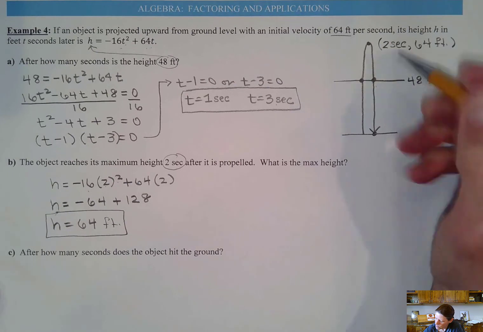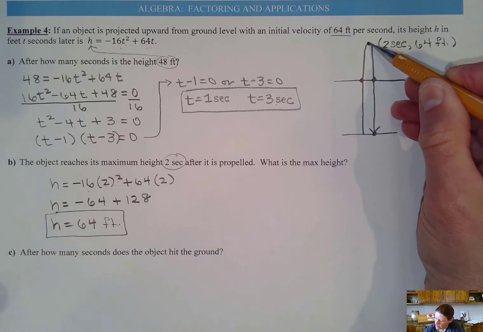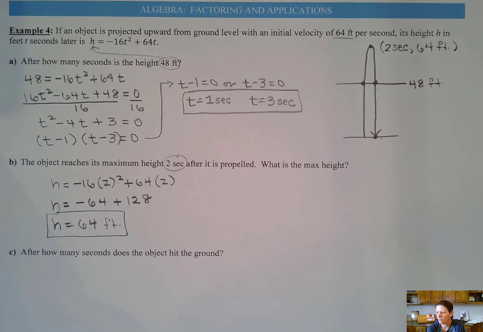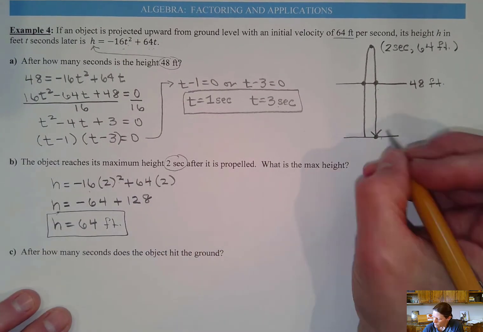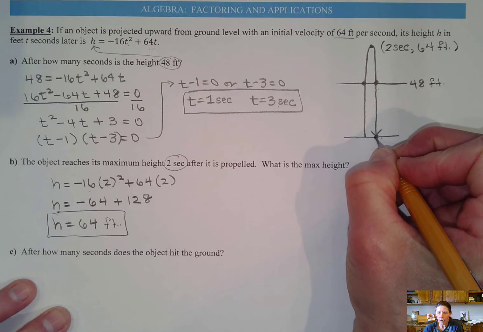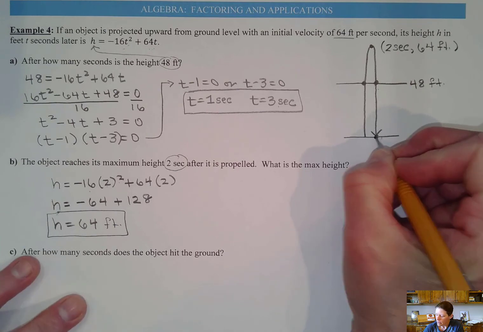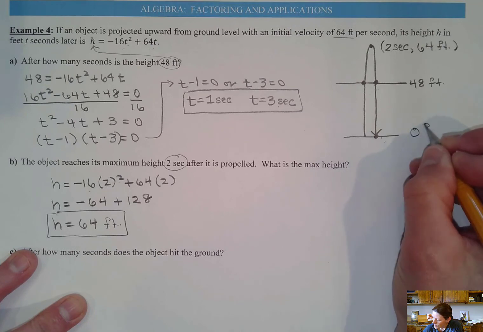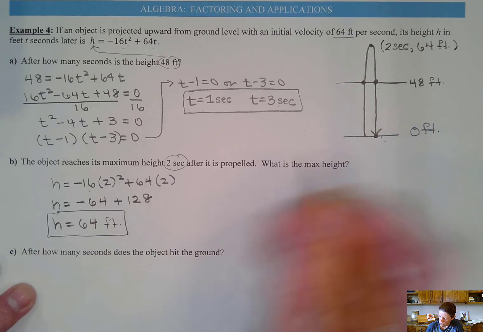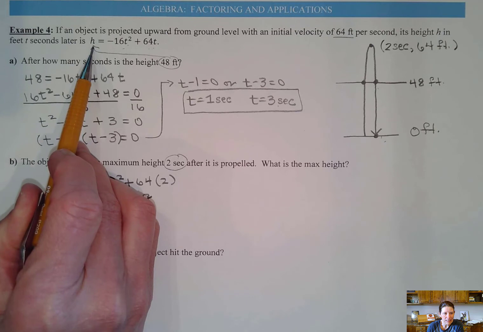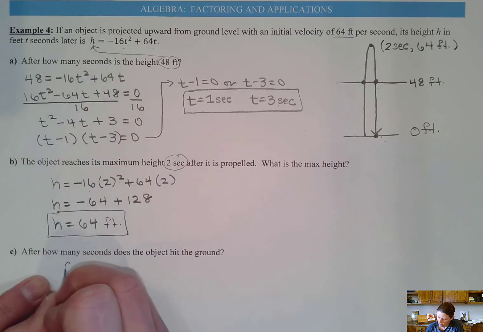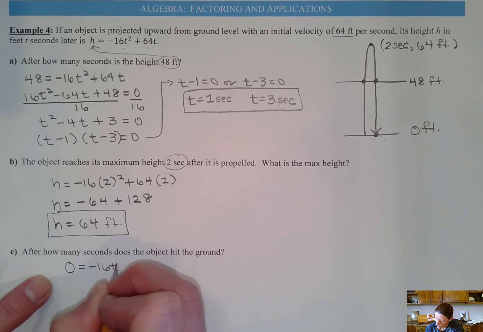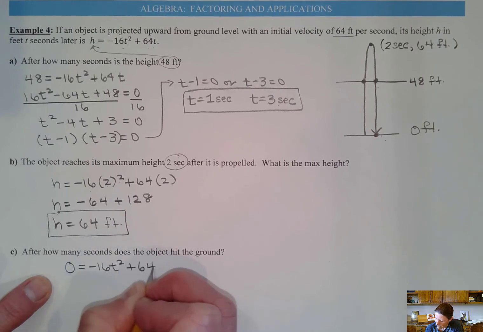So, in other words, it's going to rise, hit its maximum height, and fall back to the ground. And so we're concerned about this point right here. And when that object falls to the ground, the height is 0, isn't it? And so in our formula, we're going to replace h with 0 this time. 0 is equal to -16t squared plus 64t.